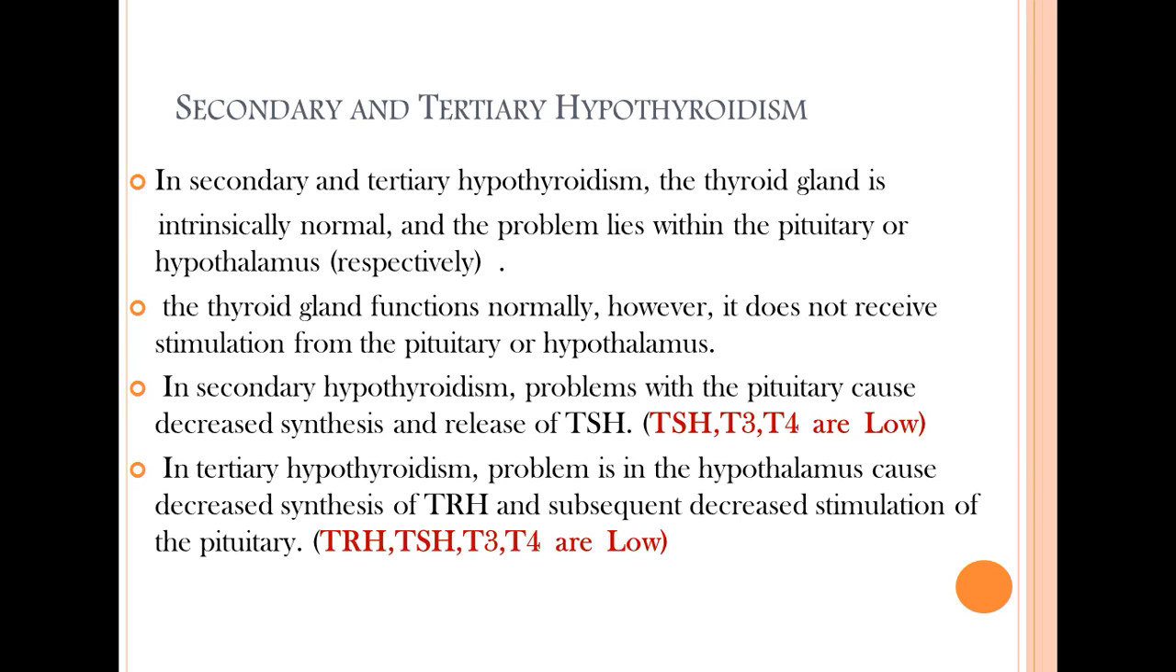In case the defect is in the pituitary gland itself, then the thyroid function test profile will be that the TSH will be low, and the T3 will be low, and the T4 also is low. And in case the defect is in the hypothalamus, in this case the thyroid releasing hormone will be low, and the TSH will be low, and the T4 and T3 all will be low.